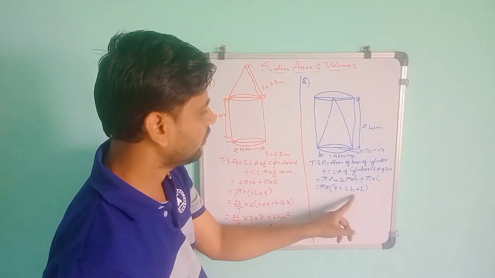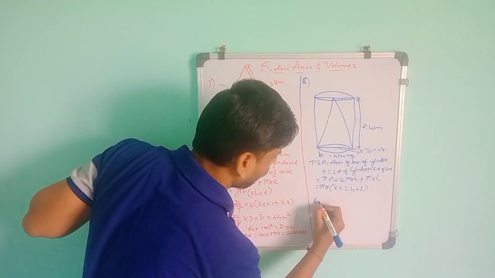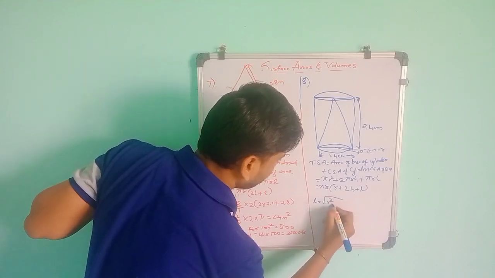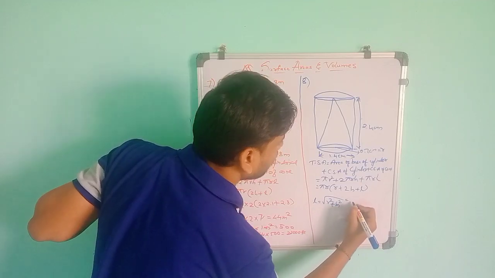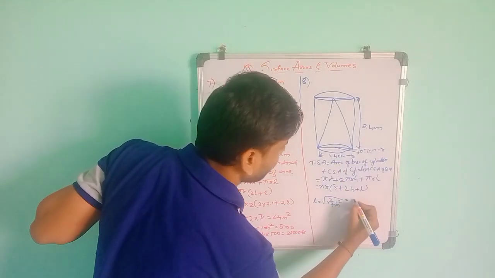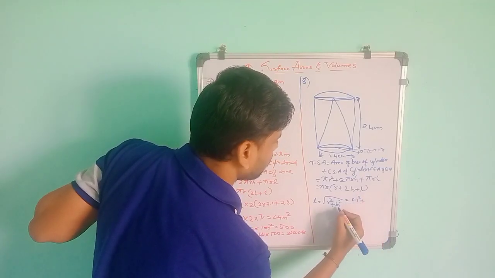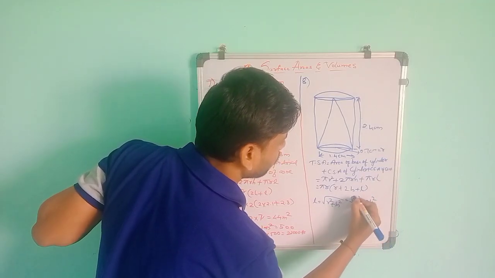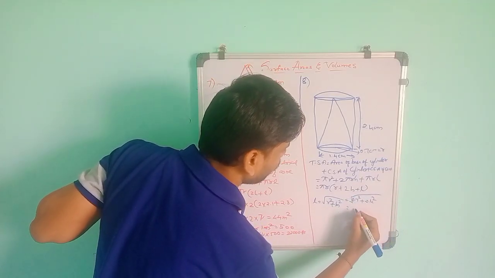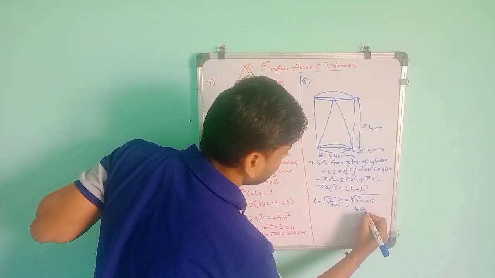So you have the radius, and the height is 2.4. Then you have to find the slant height L for the cone. So L is equal to the square root of r square plus h square. Here r is 0.7, so 0.7 whole square, plus h square, where h is 2.4, so 2.4 square. 0.7 into 0.7 is 0.49, and 2.4 square is 5.76.